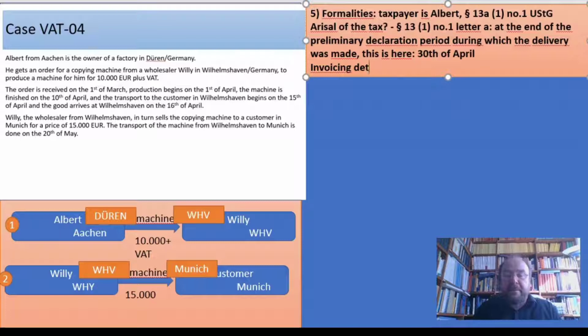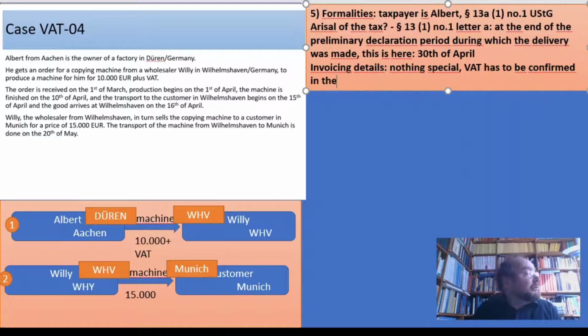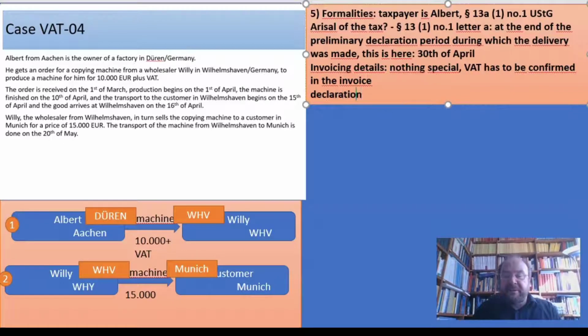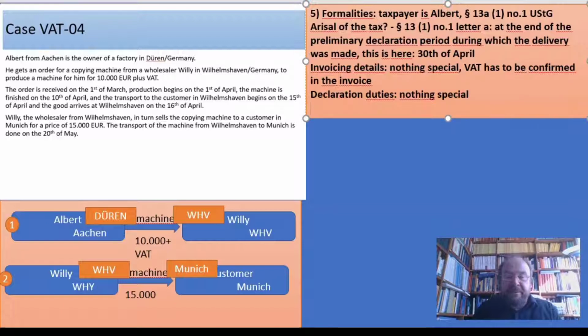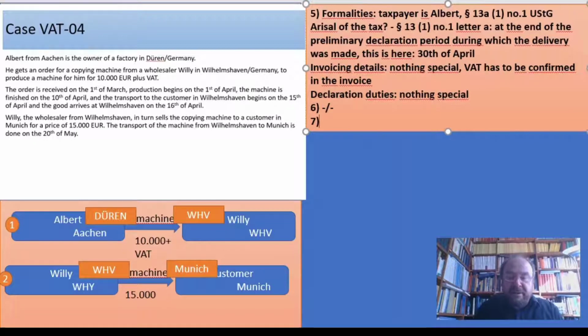Invoicing details, nothing special. VAT has to be confirmed in the invoice, as always. Declaration duties, nothing special. So no peculiar case here. No peculiarities which are not within our testing scheme. And input tax claims.